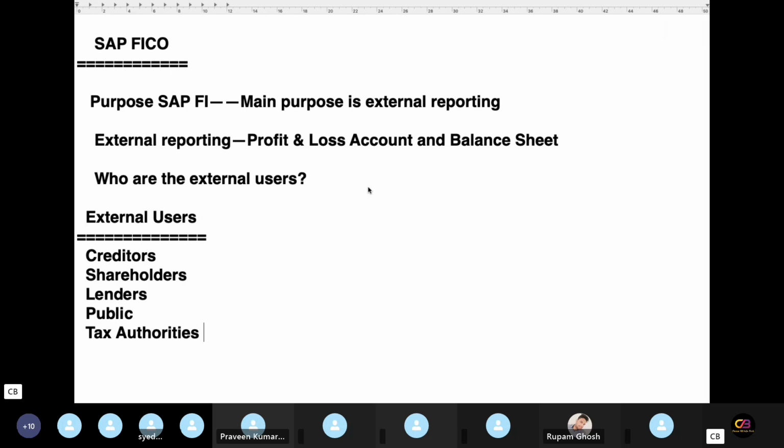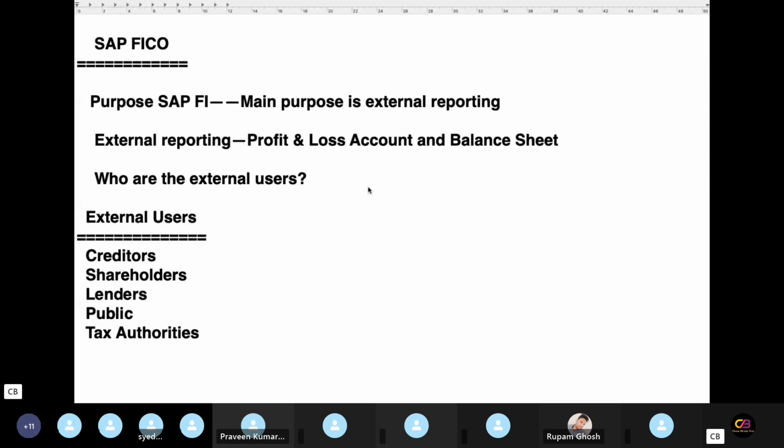Creditors will provide raw materials based upon the credit status of the company. They check how the company is paying, regularly or not, and they will also check the company status. How many assets are there? Liabilities? Whether this company is good or bad. So they will check. These are all external users. This is completely external reporting. Everyone can see the financial statements: shareholders, creditors, lenders, public, tax authorities. Hence, it is external, not internal.